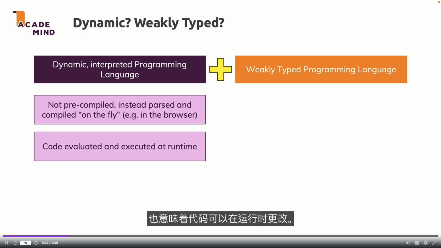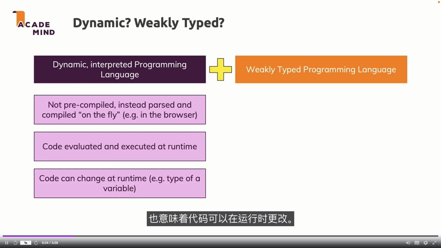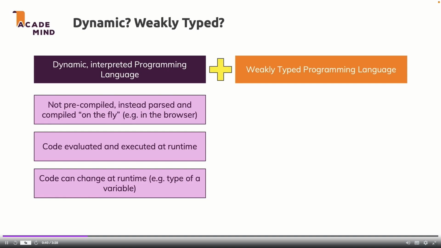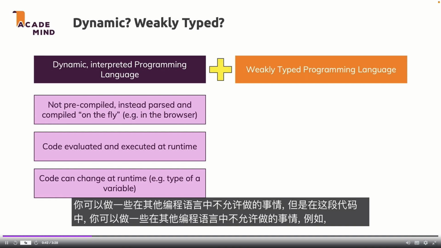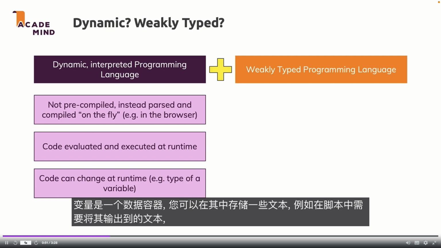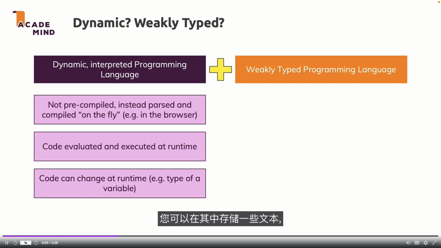It also means that the code can change at runtime. Now, of course, not the code you wrote, it won't magically change. Of course, the code you wrote gets executed. But in that code, you can do some things which you're not allowed to do in other programming languages. For example, if you're working with a variable, something we will only learn in the second module, for now you can just keep in mind that a variable is a data container, you might store, let's say, some text in there. Text you need in your script to, for example, output it to the user.